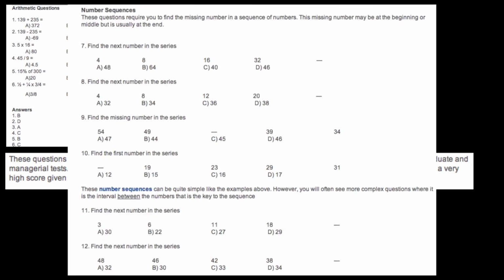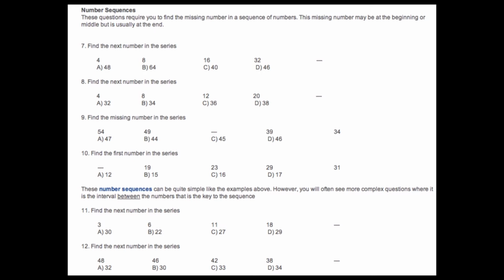Number sequences. These questions require you to find the missing number in a sequence of numbers. This missing number may be at the beginning or middle, but is usually at the end. These number sequences can be quite simple like the examples above. However, you will often see more complex questions where it is the interval between the numbers that is the key to the sequence.